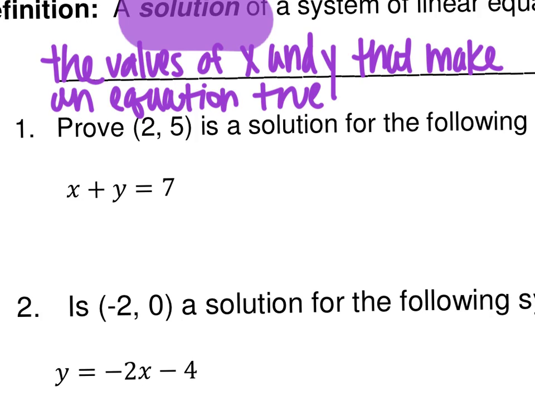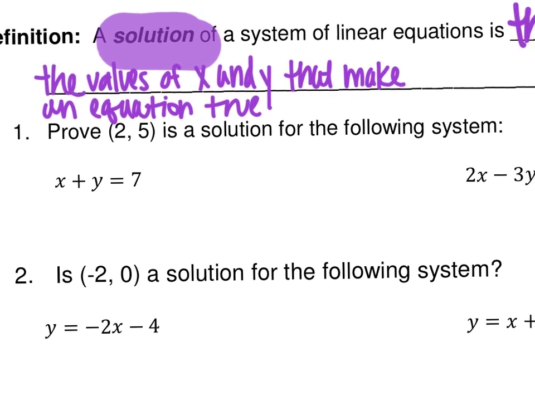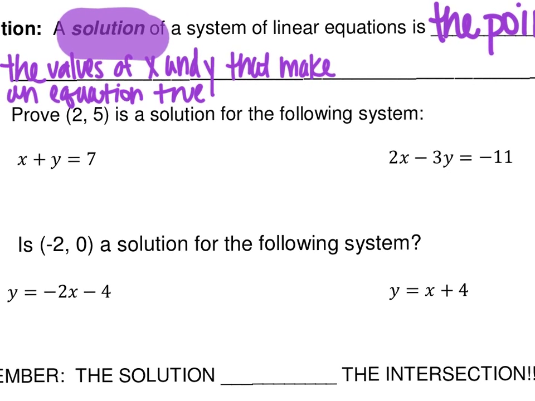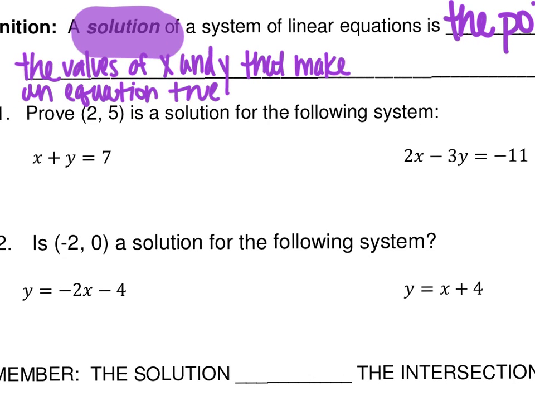Problem 1 says prove that (2, 5) is a solution for the following system: x plus y equals 7 and 2x minus 3y equals negative 11. So if I need to find out if this point, (2, 5), is a solution to this system, then I need to figure out if I plug in 2 for both of my x's and I plug in 5 for both of my y's, do these equations equal what they say they will? Does the first one equal 7? Does the second one equal negative 11?